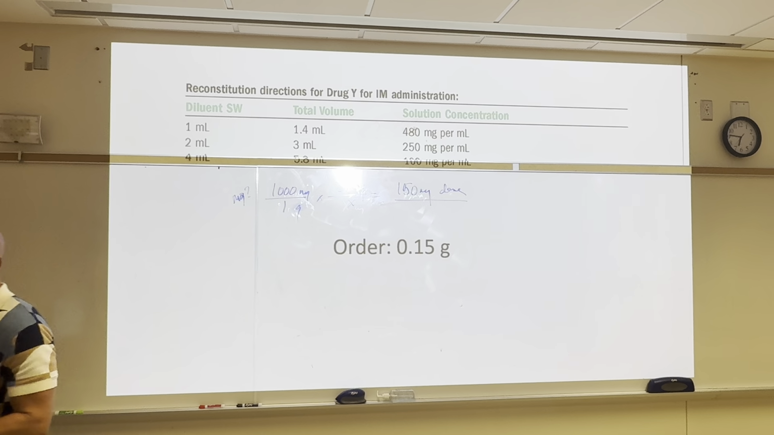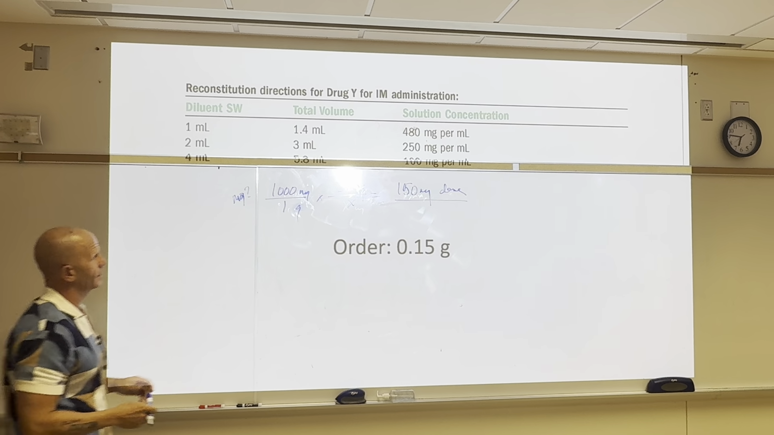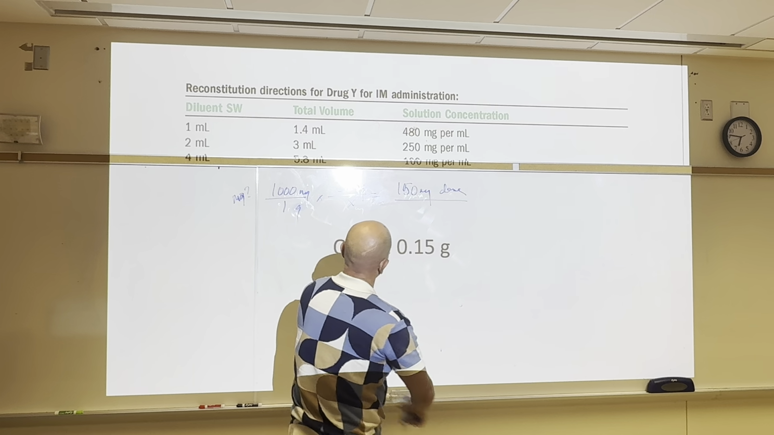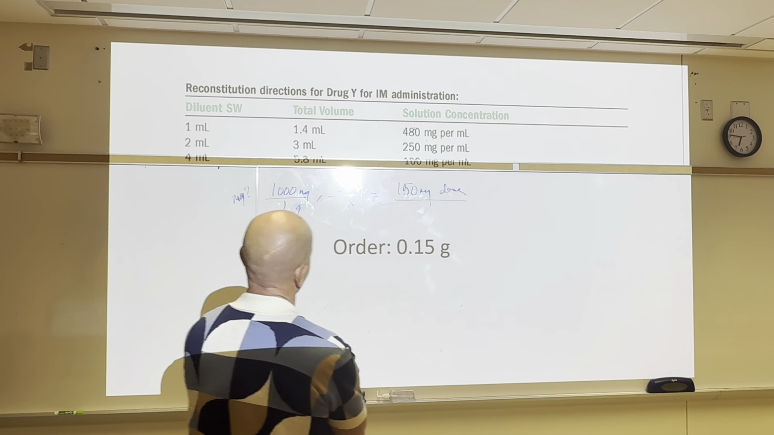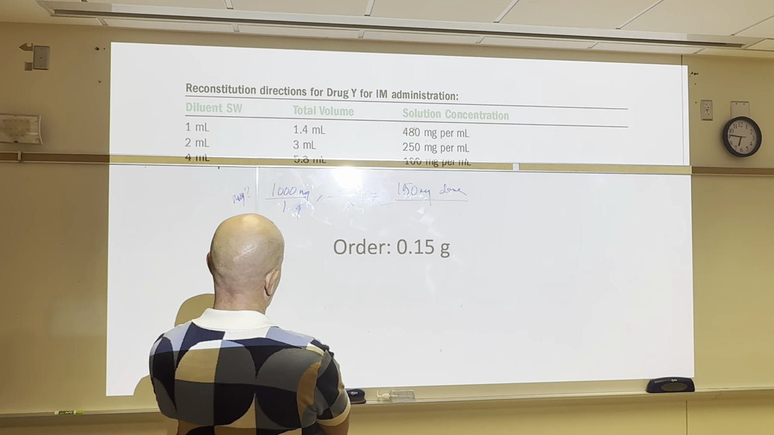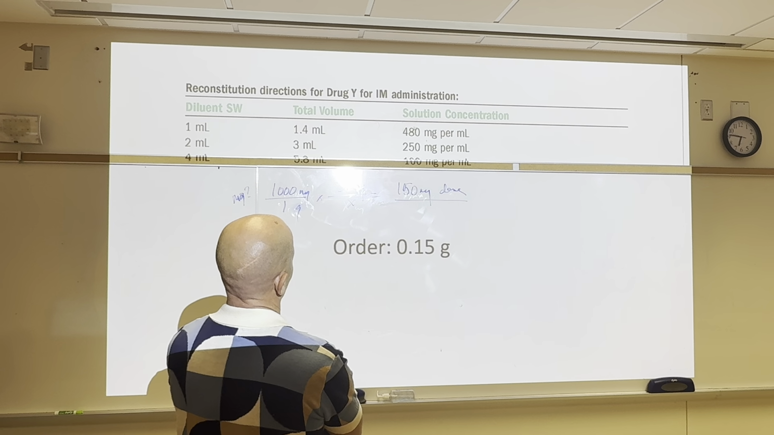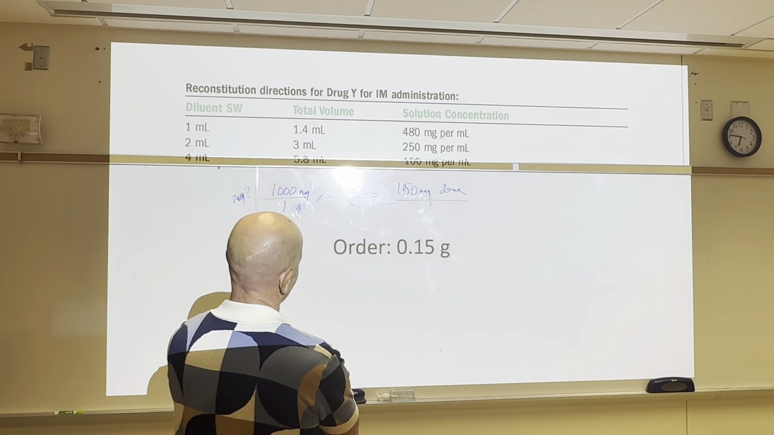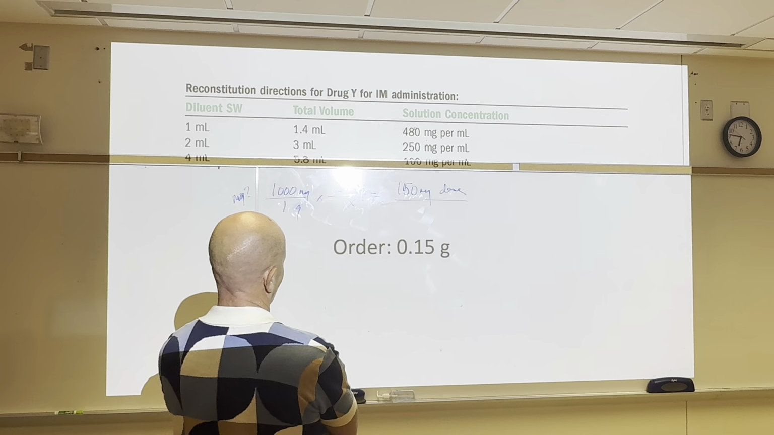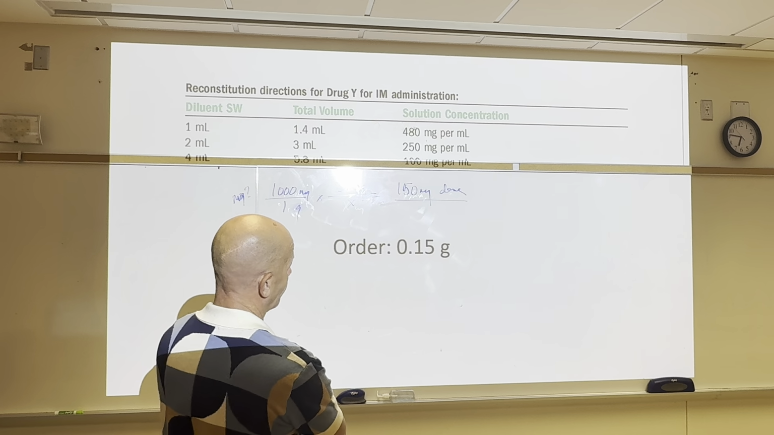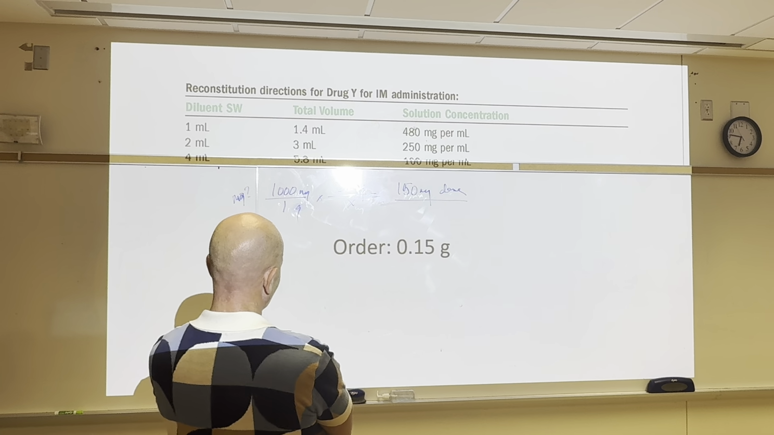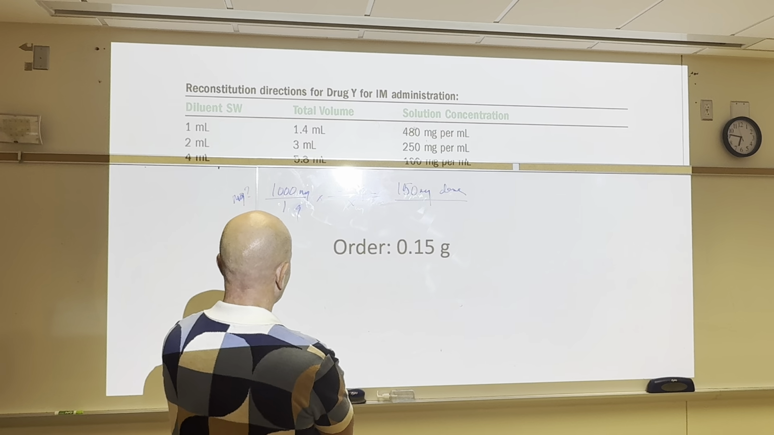So, first thing, I got the 150 milligram dose. I'm going to look at that and say, okay, which one do I want to use? If I use the 480 milligram per ml, it's going to be a very small dose, because the 150 is way less than 480. So you know it's less than 1 ml. But if we use the 250 milligram per ml, that's maybe a little more feasible.